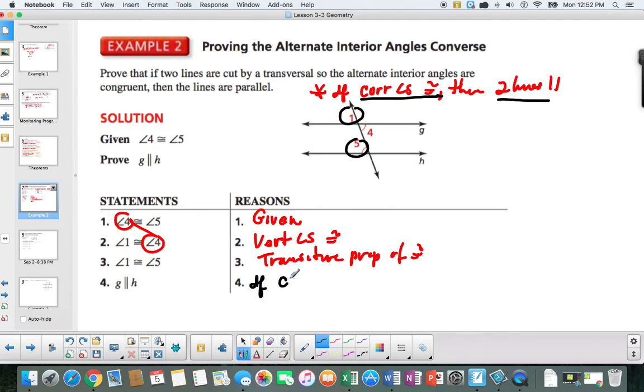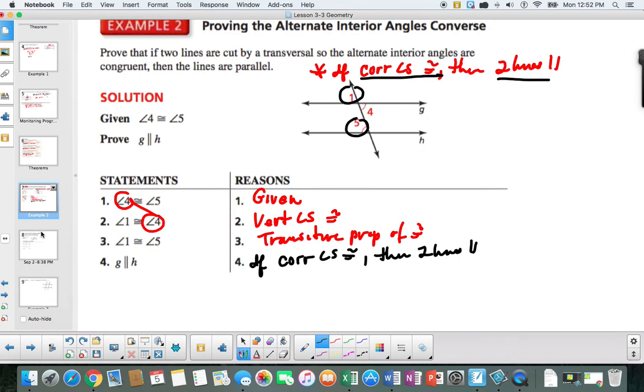If corresponding angles are congruent, then the two lines are parallel.